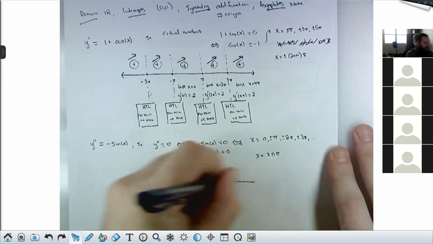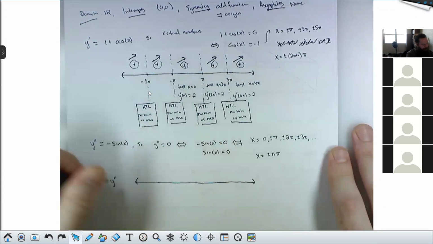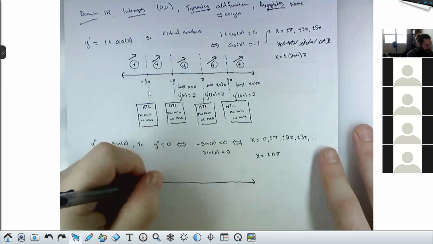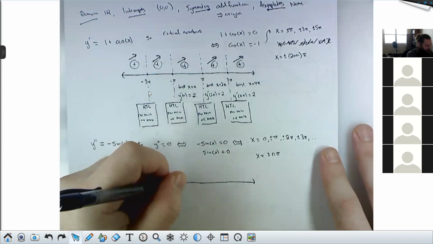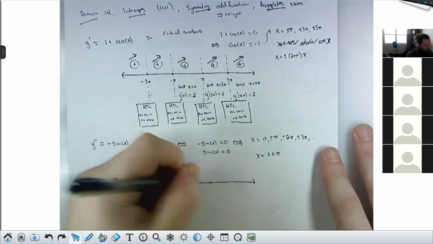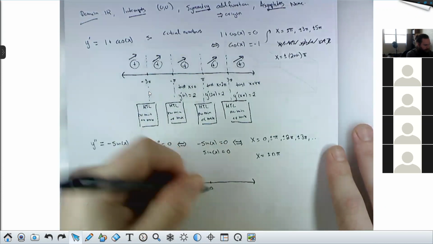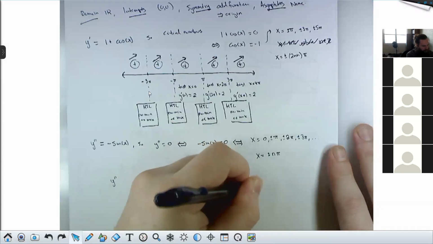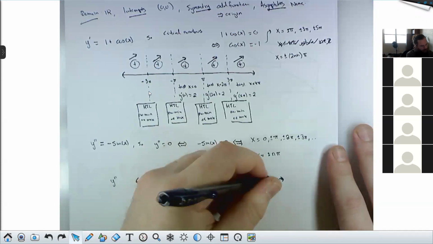So the number line here for y double prime, I'm just going to put a few of these on here, like negative 2 pi, negative pi. Oh, 0 needs to go on here too, right? Yeah, 0. Pi, 2 pi, and so on.